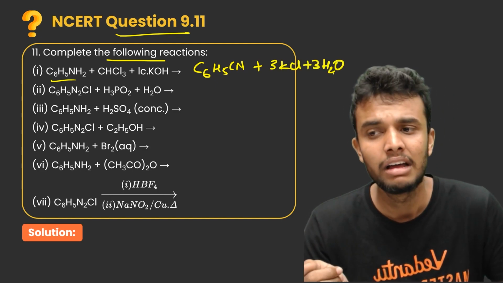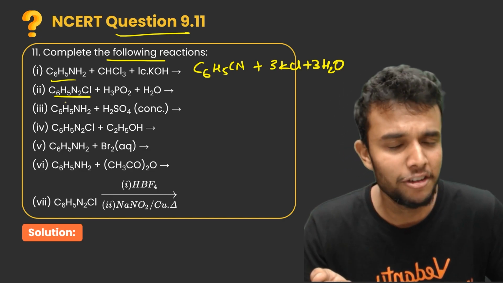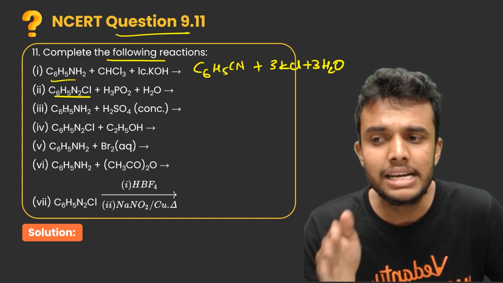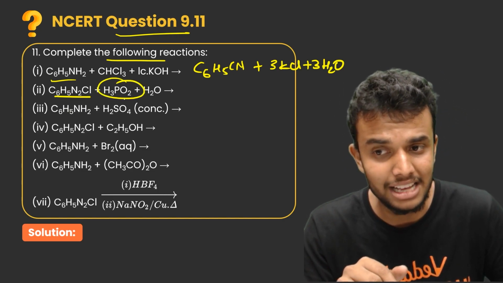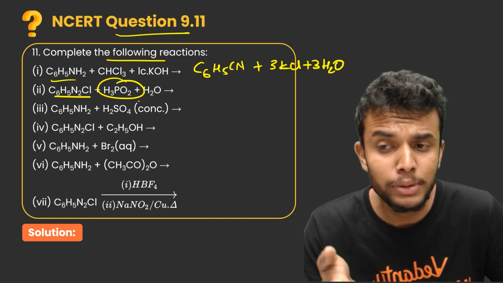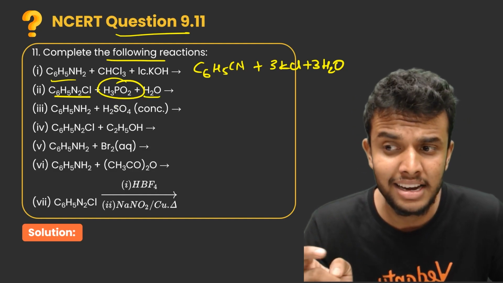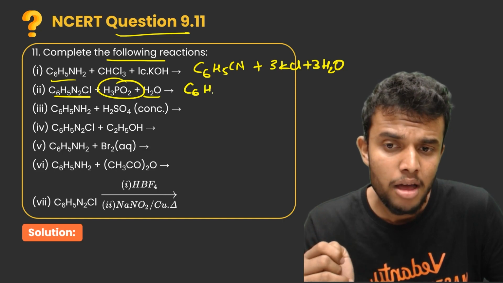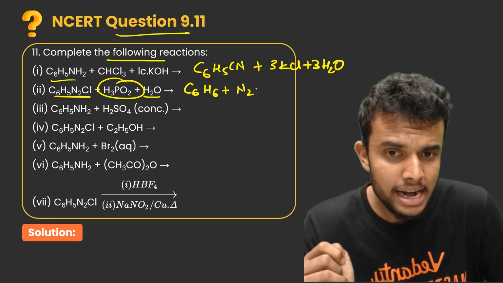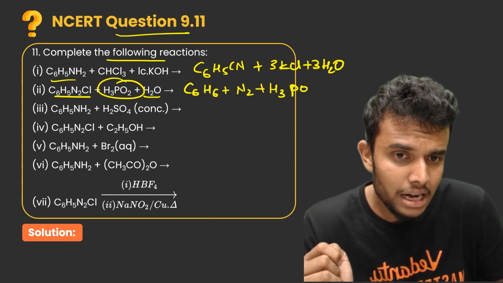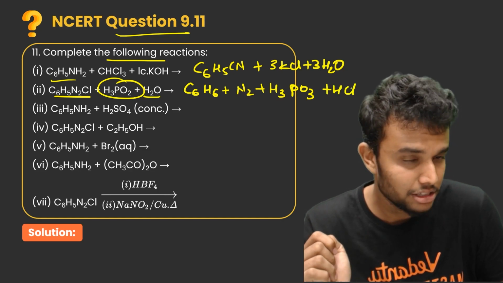I hope it's clear. Second one, it's an application of diazonium chloride salt. Benzenediazonium chloride is reacted with H3PO2, hypophosphorous acid, in the presence of water. It gives a benzene compound, right, students? Benzene, with N2 gas liberated, H3PO3 and also HCl, hydrogen chloride.